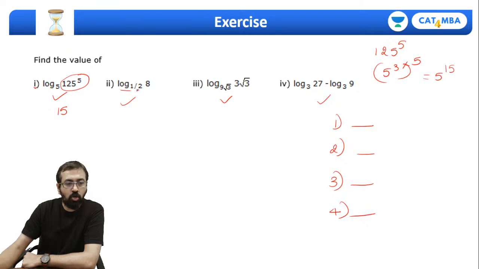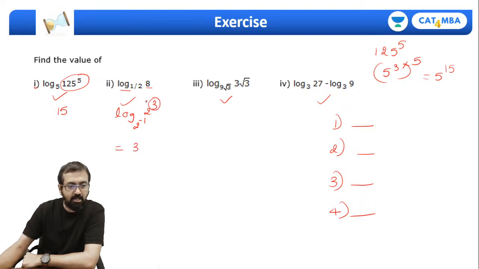Same way, log of 8 with the base 1 by 2. So this can be written as log of 8. 8 is 2 cube, and 1 by 2 can be written as 2 raised to minus 1. So this can be written as 3. This power will come in the multiplication, and this one will come over here in division. So 3 upon minus 1 into log of 2 with base 2.